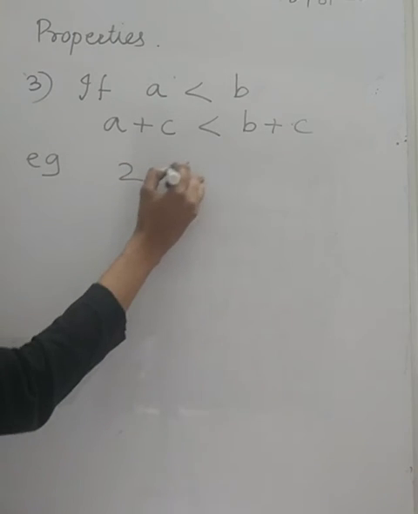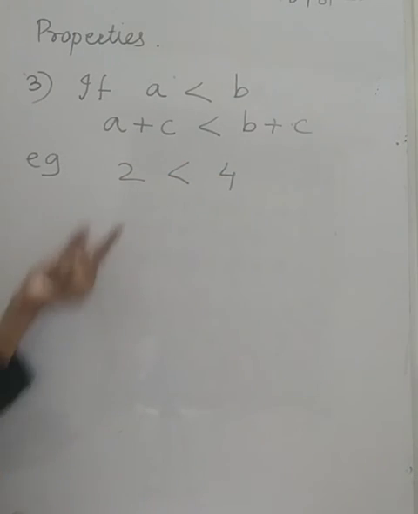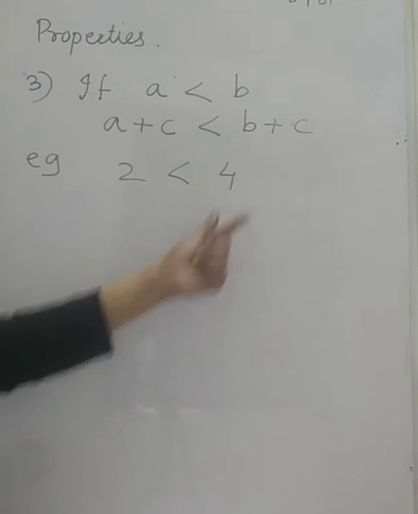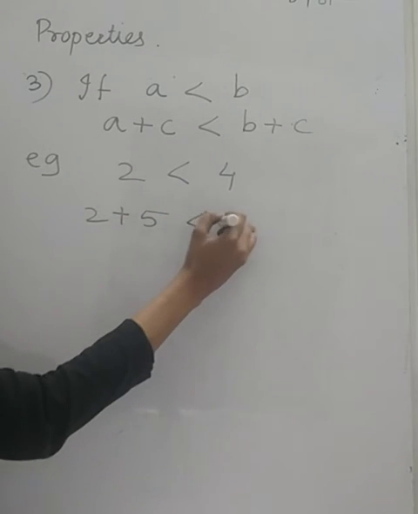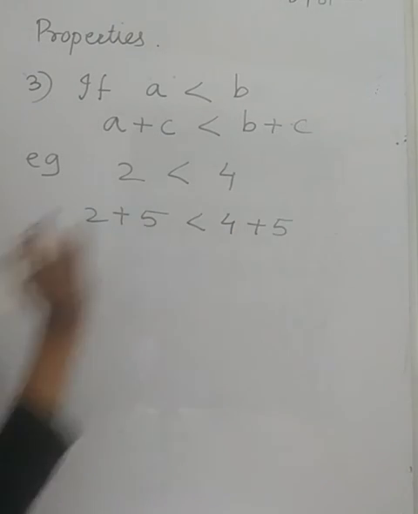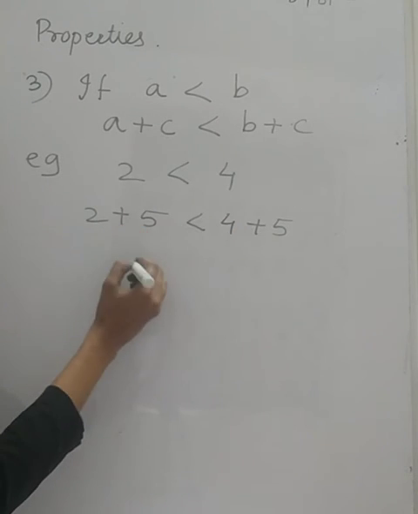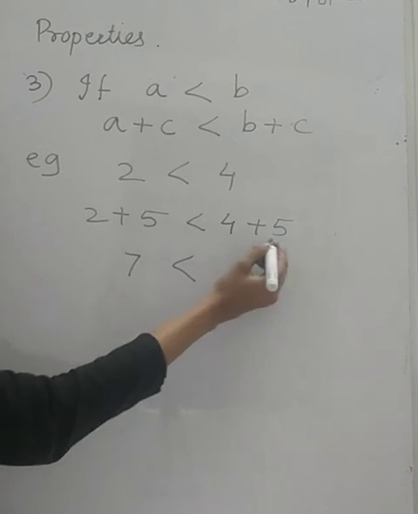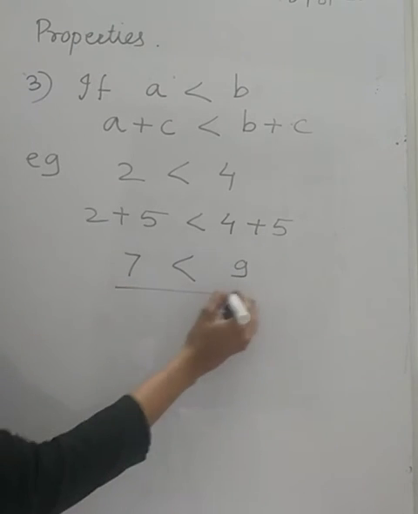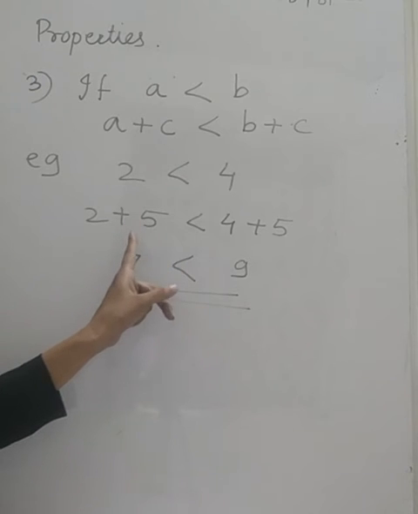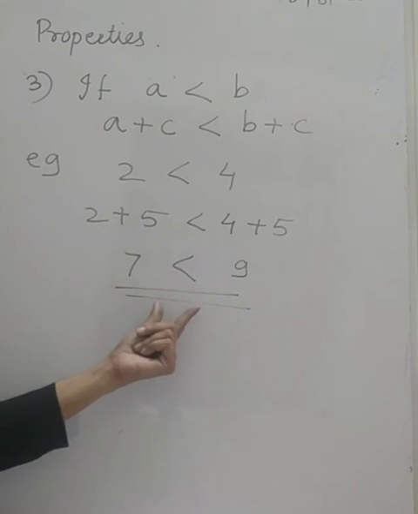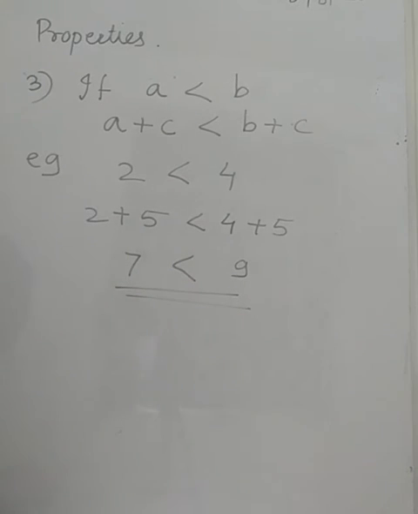If 2 is less than 4, where 2 is A and 4 is B. Now if you add 5 on the left side and 5 on the right hand side, this will be 7, which is less than 9. So this will be true. If you add the same number to both sides, the inequality will not change. Okay, write down this. And then we will move towards the fourth property.